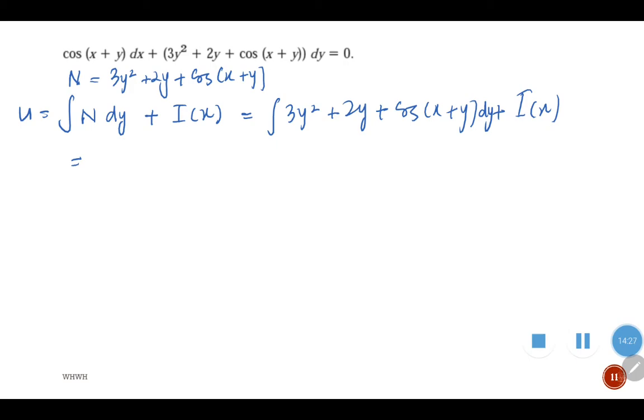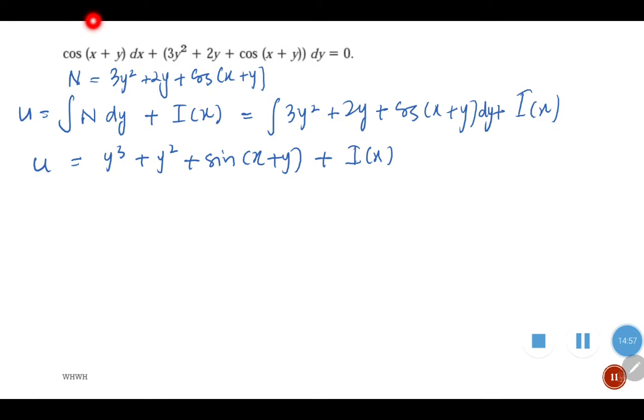3y square plus, 3y square with respect to dy. Sama saya tertinggal dy ni. Okay, dy kat belakang tu. So integrate 3y square, you dapat y cube plus with 2y integrate, you dapat y square, and then integrate cos x plus y. Yang ni saya tak payah worksheet lah. Directly you get the answer sin x plus y. Okay, then plus with, tak payah tambah c lagi, as I said before, I x. So this is your u.